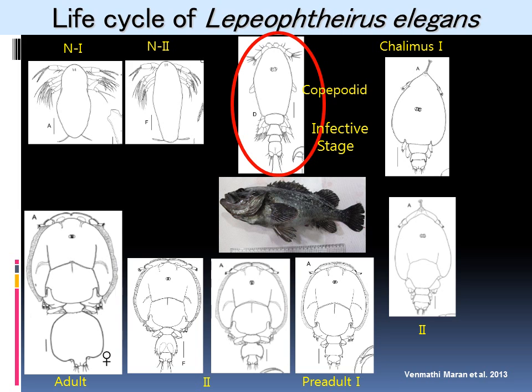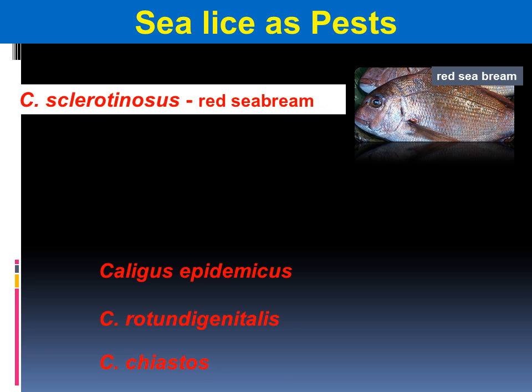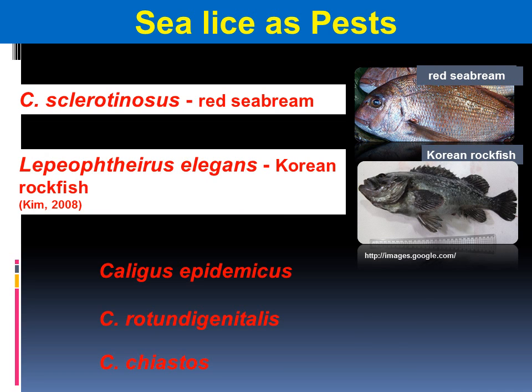and finally it becomes an adult. So sea lice are considered as a pest. So we say that Caligus epidermicus, Caligus rotundigenitalis, and Caligus chiastos are considered as pests in aquaculture. And it was already reported that Caligus sclerotinosus infests the red sea bream, and Lepeophtheirus elegans infests the Korean rockfish as a pest in aquaculture.